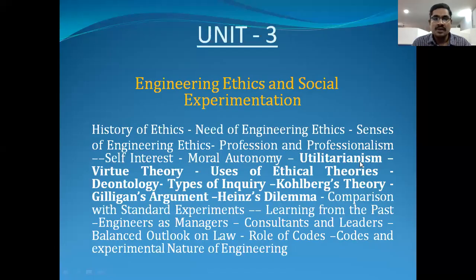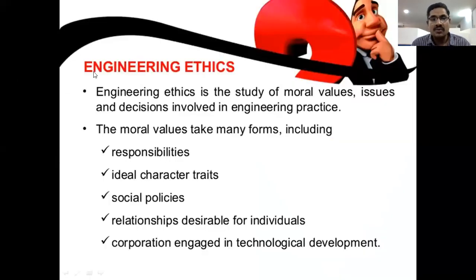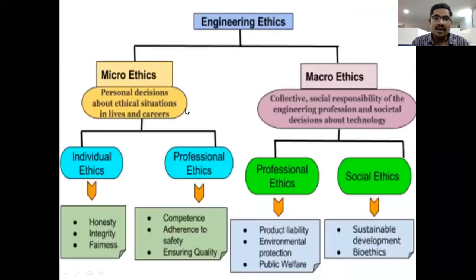So, we are in the third unit of the professional ethics and human values class, engineering ethics and social experimentation. In this class, we already discussed what is meant by engineering ethics. Next, types of engineering ethics, microethics and macroethics. Individual ethics and professional ethics are the subtypes in microethics. Next, macroethics, we have two subtopics: professional ethics and social ethics, right?